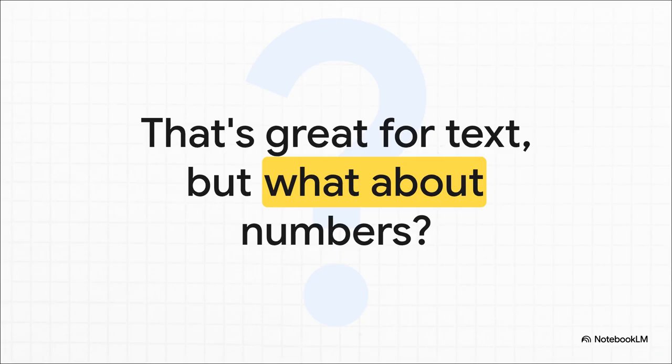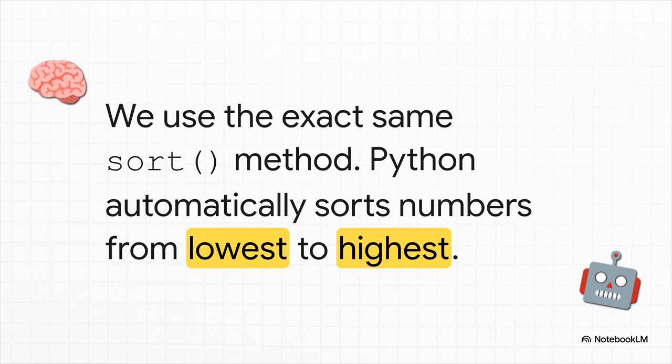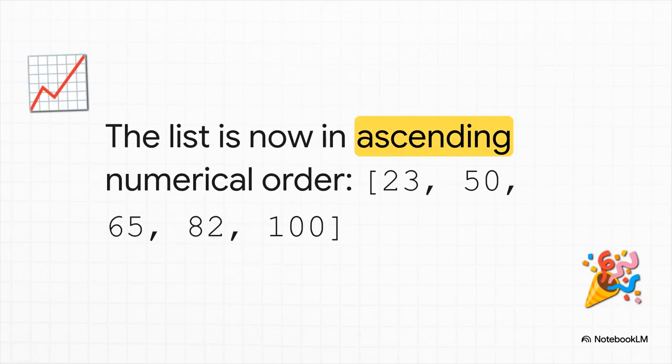Okay, that was easy enough for words. But what about numbers? Does the same magic work? Let's find out. Here's a list of numbers totally out of order. And guess what? We're going to use the exact same method. Yep, just this list dot sort. Nothing new to learn here. Again, Python looks at the data, sees we've got integers this time, and it automatically knows to sort them from the smallest number to the largest. And there's our result, a perfectly sorted list, lowest to highest. So the big takeaway here is that dot sort is really intuitive. It just figures out whether you have text or numbers and does the right thing automatically.